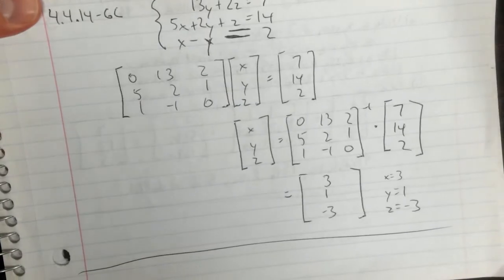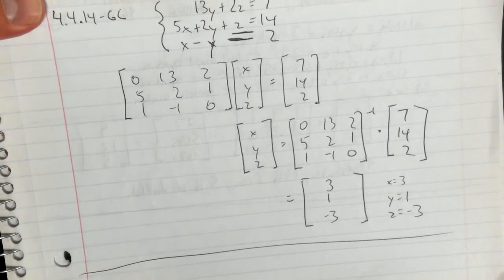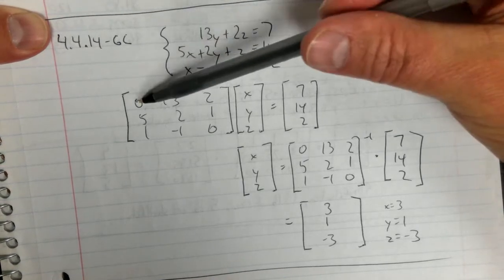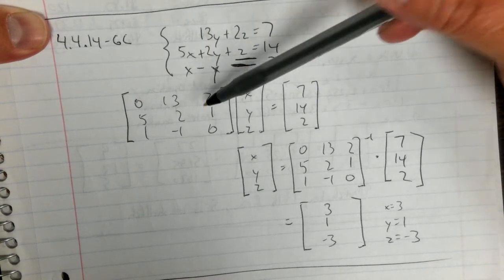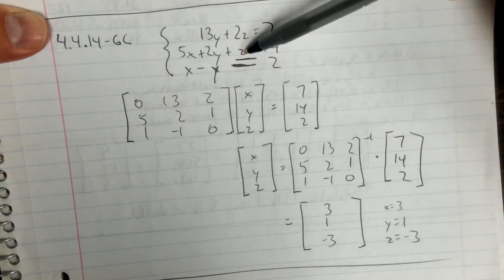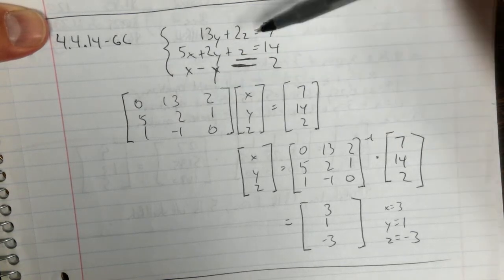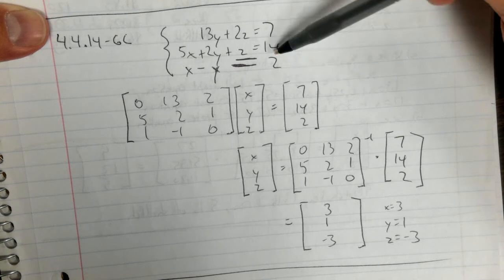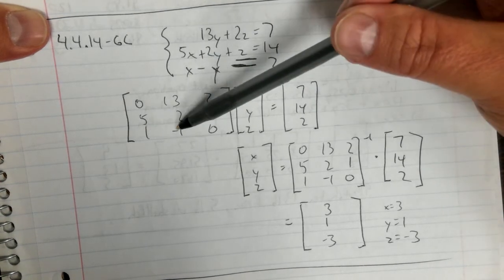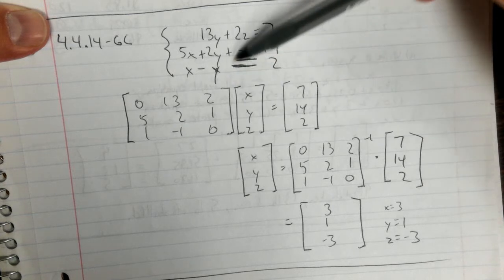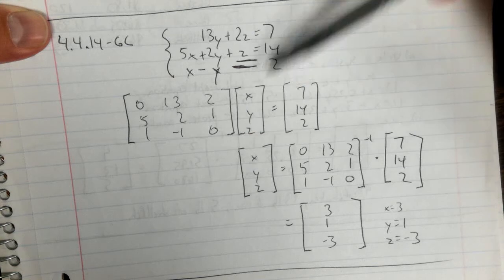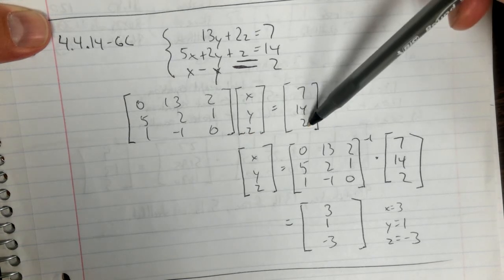Now you have one very similar to it, but I lined it up a little bit better this time. There's no x's, so you put 0, then 13, then 2, 5, then 2, then 1, because if there's no number, you put 1, and then equal to 14. And this one is x minus y, so 1 minus 1. There's no z in this case, so you put a 0 there. Then you put your x, y, z, and then you put your 7, 14, 2.